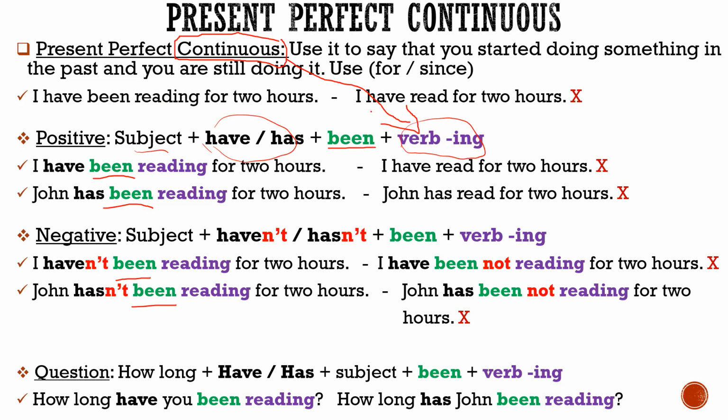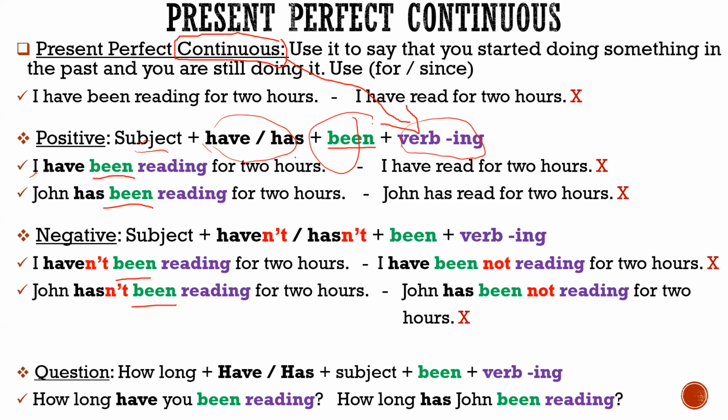For example, subject, I. Have been verb ing, reading. I have been reading for 2 hours. John has been reading for 2 hours. Okay, like this. For present perfect, we said I have read, but here, present perfect continuous, it's verb ing. We say I have been reading. We use been in the sentence all the time.